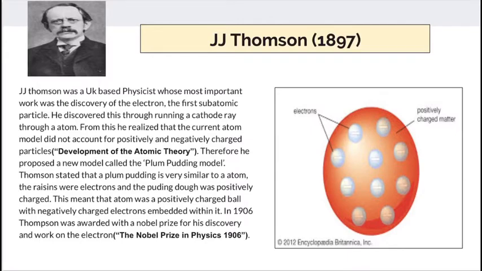Thomson stated that a plum pudding is very similar to an atom. The raisins represent the electrons, and the pudding dough represents a positively charged ball. This meant that the atom was a positively charged ball with negatively charged electrons embedded within it. In the year 1906, Thomson was awarded a Nobel Prize for his discovery and work on the electron.